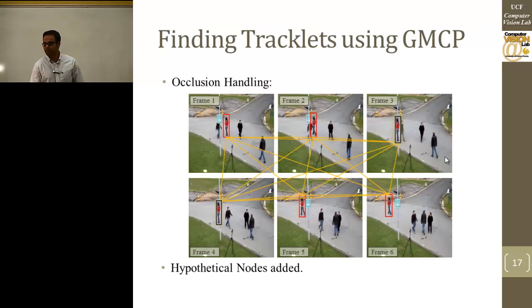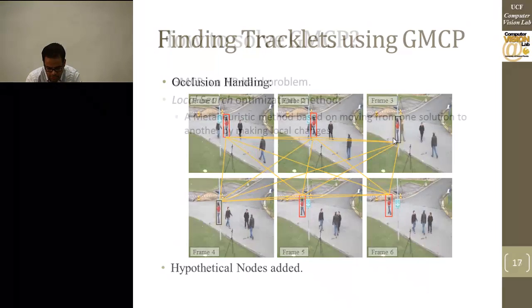Here you can see that we have added the hypothetical nodes. In frame 3 and frame 4, we did not have a detection for the lady wearing the red jacket, but now you can see we have added 2 hypothetical detections, and GMCP used those because they simply induce a lower cost than the wrong detections.